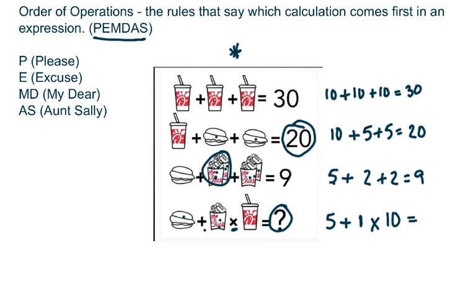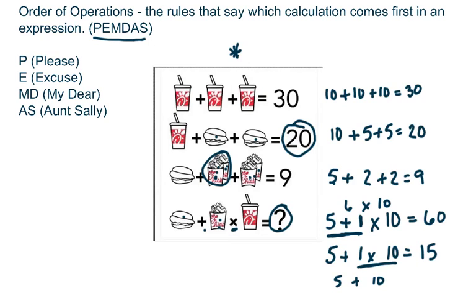Now, I give this problem to students, and they often come up with 2 answers. Only one of them is correct. Some students will say the answer is 60. Some students will say that the answer is 15. So let's look at what they did. To get 60, I had to take 5 plus 1 first. Then multiply it by 10. To get 15, I took 1 times 10 first, and then added 5. Only one of these is correct. Same equation, 2 different answers.